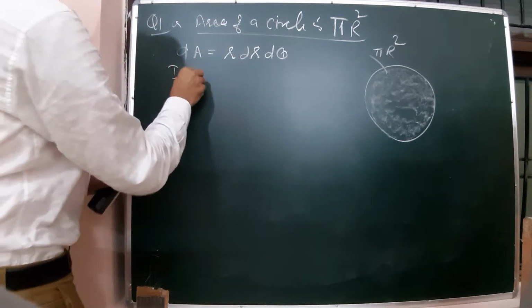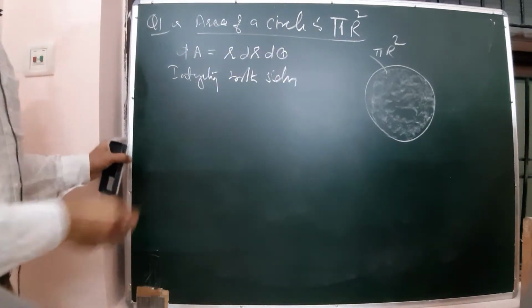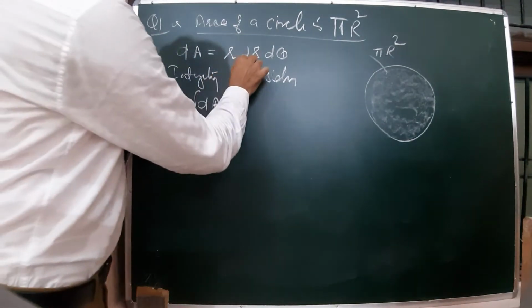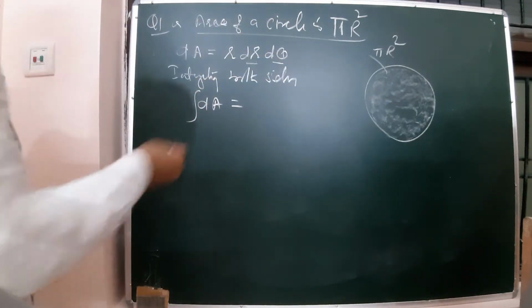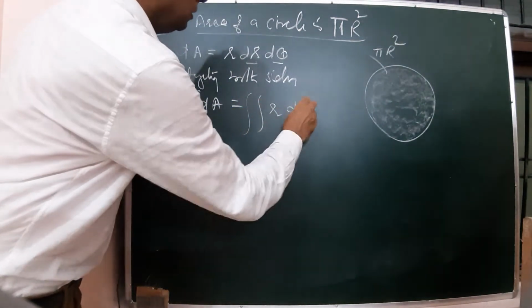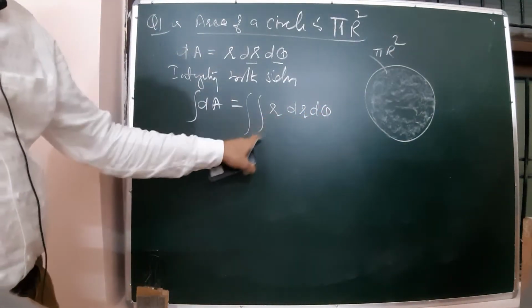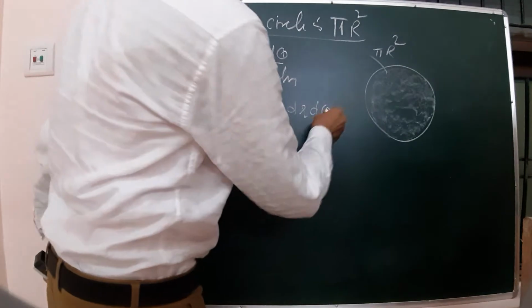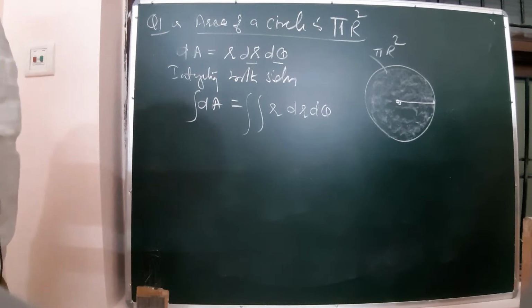So, integrating both sides. On left hand side, we will write it as integral of dA, and on right hand side there are two variables, dr is one small variable and d theta is the other small variable. So, we have to do two integrals, that is r dr into d theta. Now, what are the limits for these two variables? We choose these limits for r and theta by taking this diagram or this example.